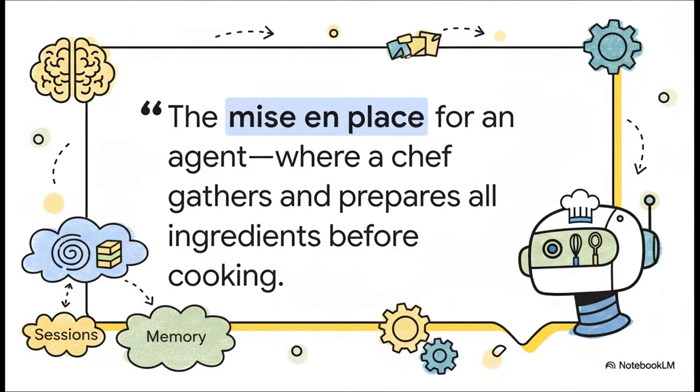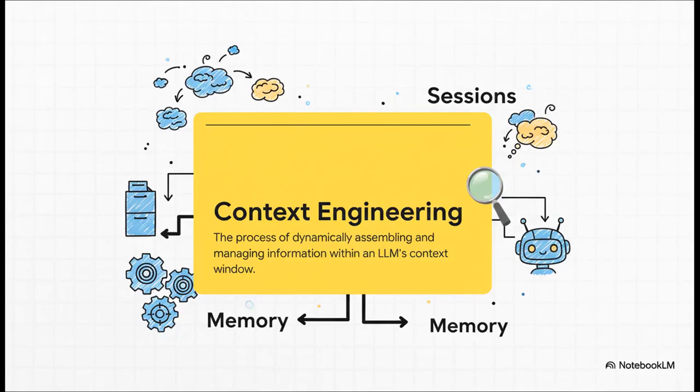I just love this analogy. Before a chef creates some amazing dish, they do their mise en place, right? They get every single ingredient chopped, measured, and perfectly arranged. Well, context engineering is the AI version of that. It's all about preparing and arranging all the pieces of information an LLM is going to need before it generates even a single word.